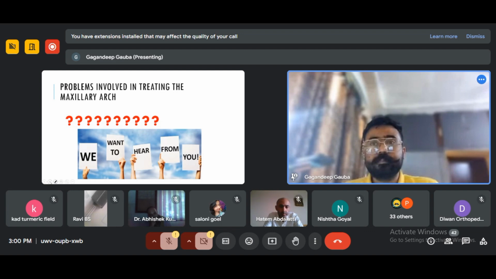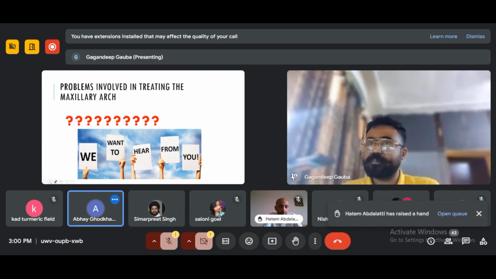Dr. Simmer, do you want to answer this question? Hi, doctor. Abhay from Nagpur. Sir, I am doing basal implants also, but while doing the maxillary arch, if there is a knife edge, it's very difficult to load, and it's very difficult to bend the implants.